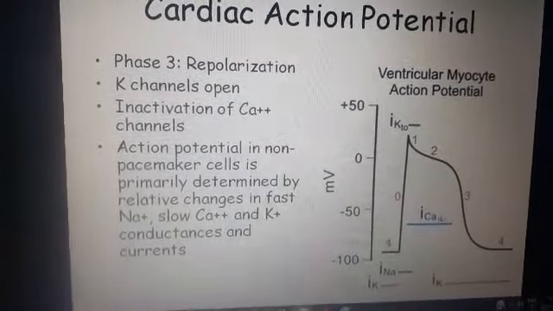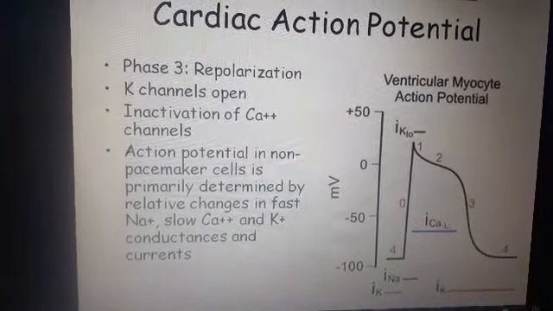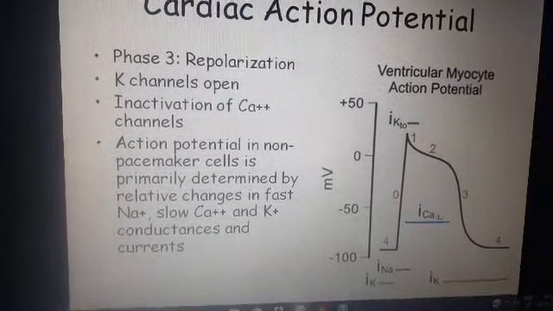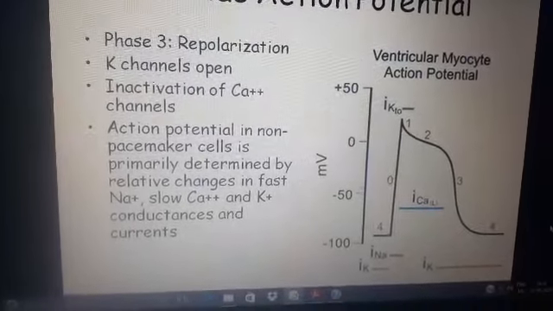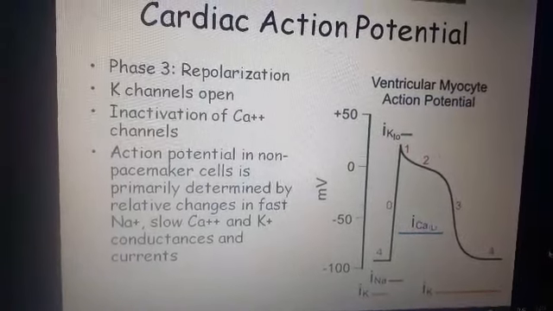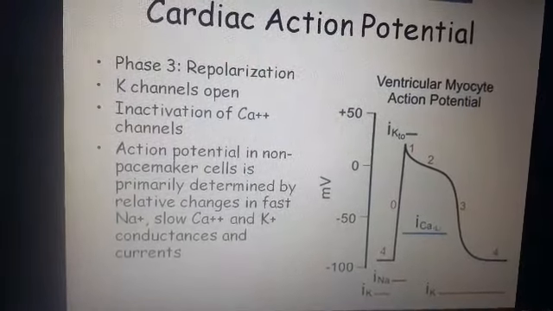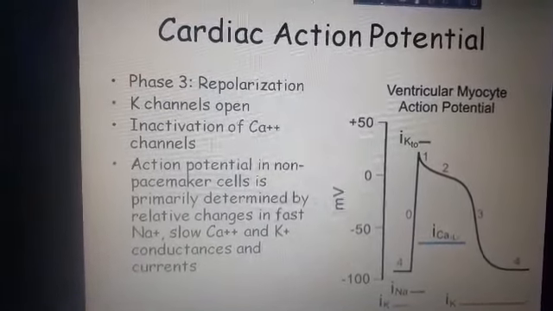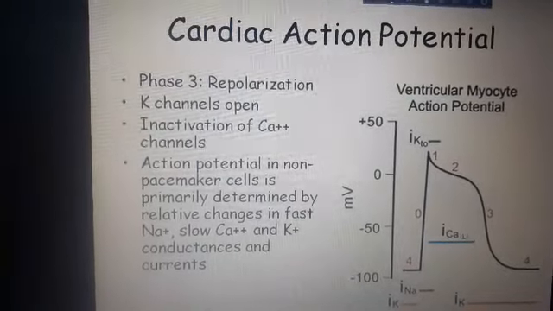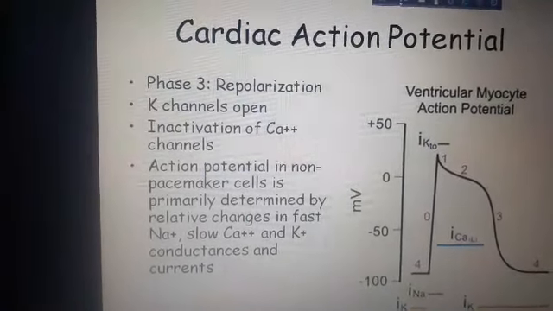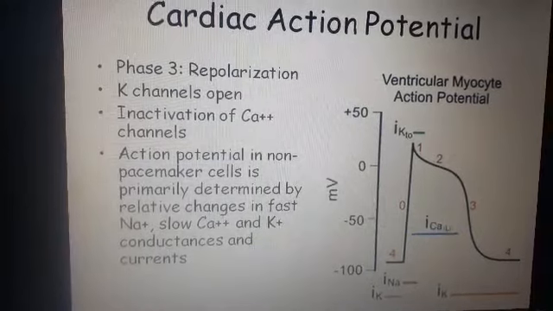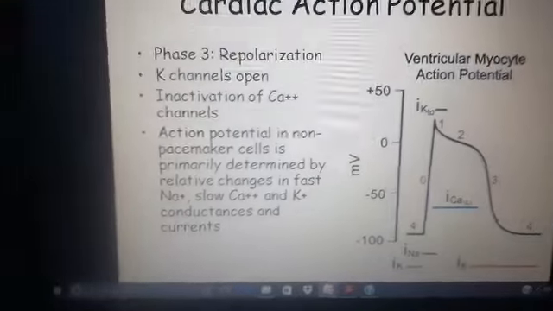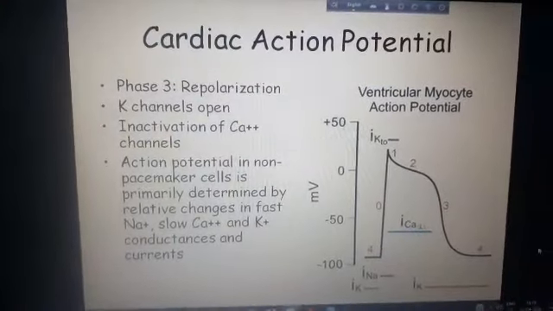That is the plateau phase. When the calcium channel closes, then repolarization actually begins, and that is due to potassium exit. So this is the repolarization phase. The potassium channel remains open and the calcium channels are inactivated. Action potential in a non-pacemaker cell is primarily determined by the relative change in fast sodium, slow calcium and potassium conductance and currents. So if we can prolong this repolarization phase, that means if the potassium channel becomes slow or inhibited, then the repolarization phase will prolong. Thus we can treat the tachyarrhythmia.